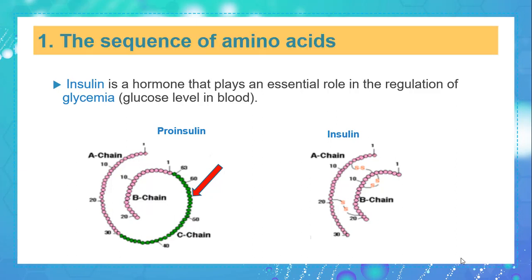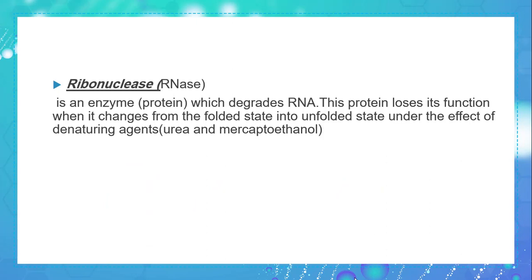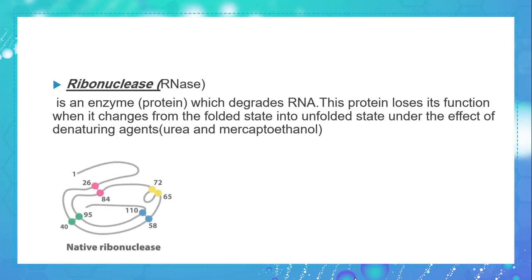Then, the first factor that determines the functioning of a protein is the sequence of amino acids. Let's study another example, ribonuclease. It is an enzyme that degrades RNA. This protein loses its function when it changes from the folded state into the unfolded state under the effect of denaturing agents, that are urea and mercaptoethanol.